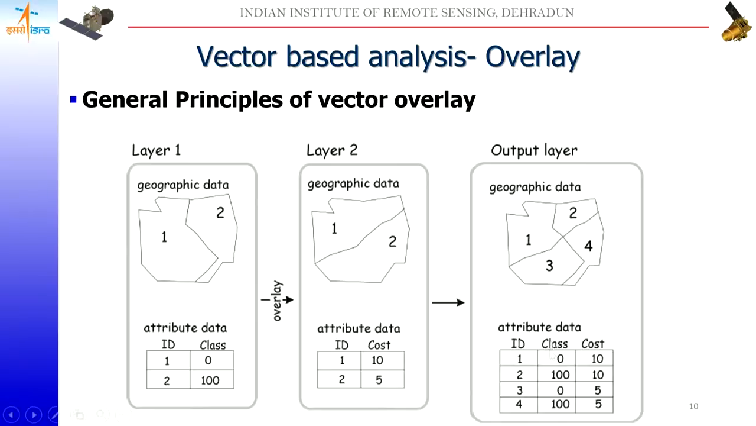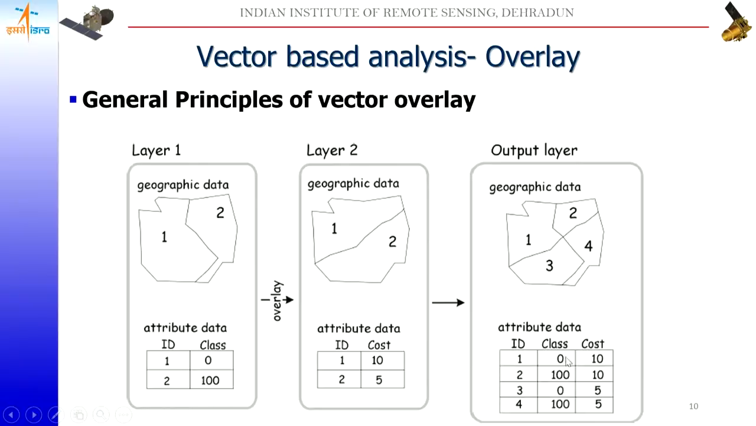However, please also note the attribute table generated for the output layer. It has the characteristics of both layers. It is extracting the attribute data from layer 1 as well as layer 2. So if you see the attribute data of this output layer, it has an ID field. It also has a class field coming from layer 1 and a cost field coming from layer 2.